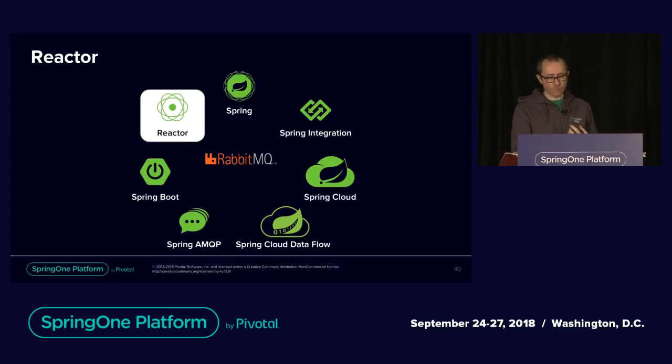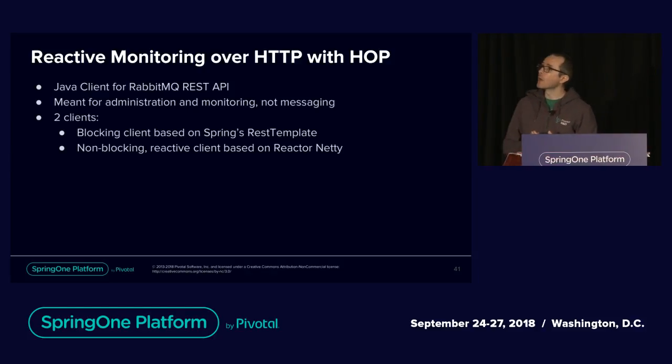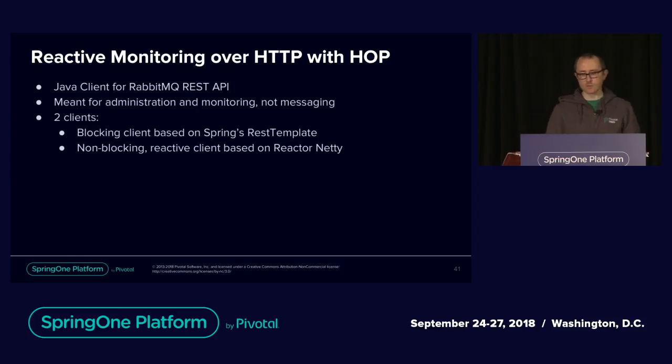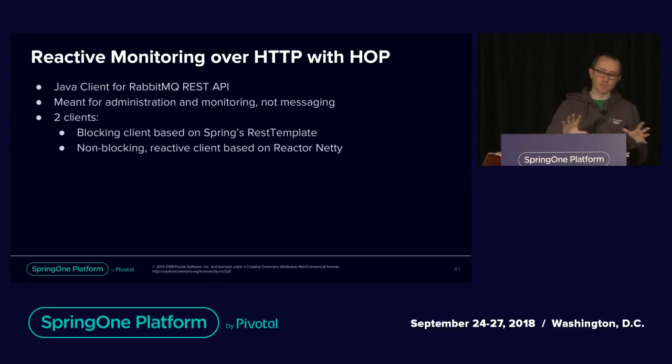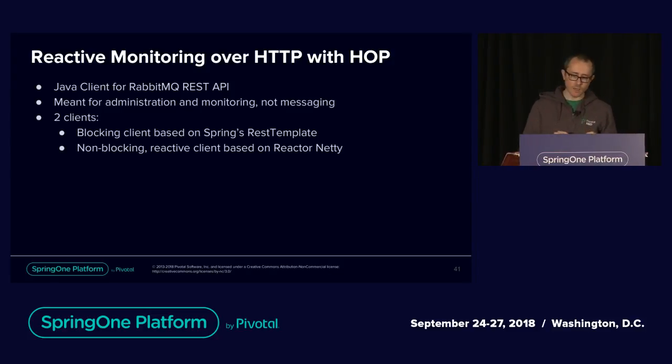Okay. There's another place where we can use Reactor and RabbitMQ together. This is for monitoring. RabbitMQ exposes an HTTP API, and HOP is one client. It provides a POJO API basically to get information and monitor your RabbitMQ cluster. So it's meant for administration and monitoring, not messaging this time.